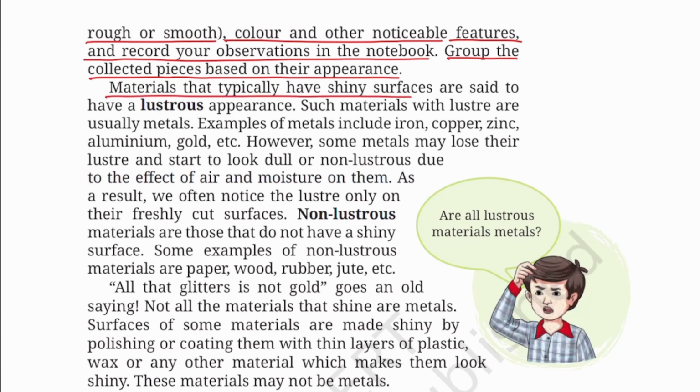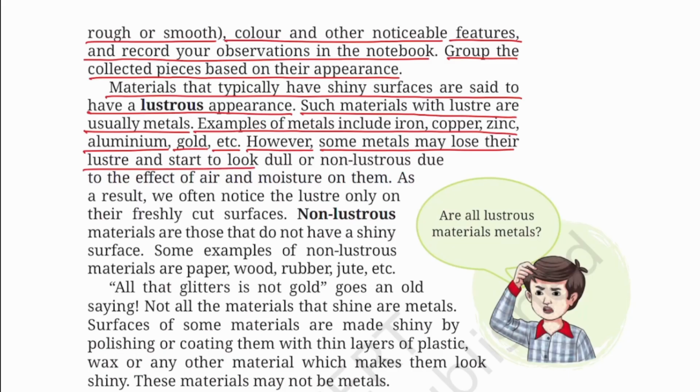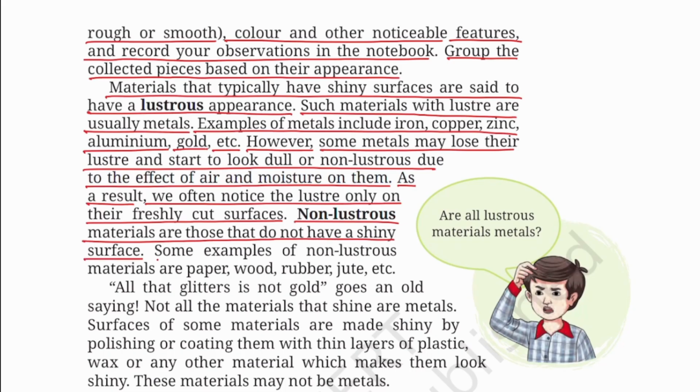Materials that typically have shiny surfaces are said to have a lustrous appearance. Such materials with luster are usually metals. Examples of metals include iron, copper, zinc, aluminium, gold, etc. However, some metals may lose their luster and start to look dull or non-lustrous due to the effect of air or moisture on them. As a result, we often notice the luster only on their freshly cut surfaces. Non-lustrous materials are those that do not have a shiny surface. Some examples of non-lustrous materials are paper, wood, rubber, jute, etc.